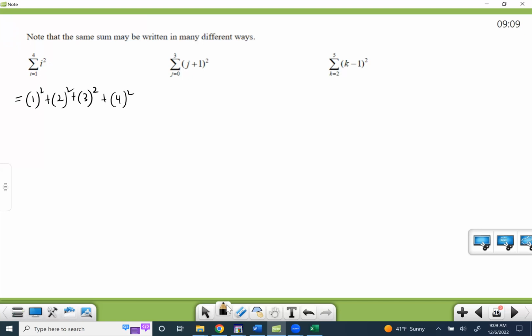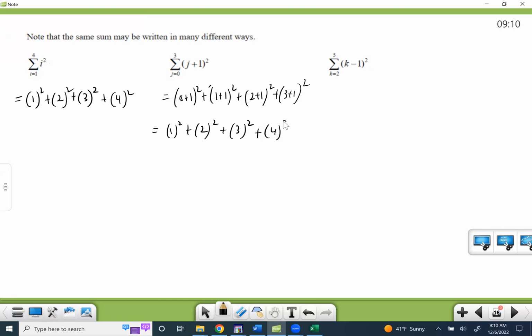Okay. So for this first one, I'm going to plug in 0. I'm going to plug in 1. I'm going to plug in 2. And I'm going to plug in 3 and stop. And you'll notice 0 plus 1 is 1. 1 plus 1 is 2. 2 plus 1 is 3. And 3 plus 1 is 4. You get a complete match, the exact same thing, even though this looks so different.